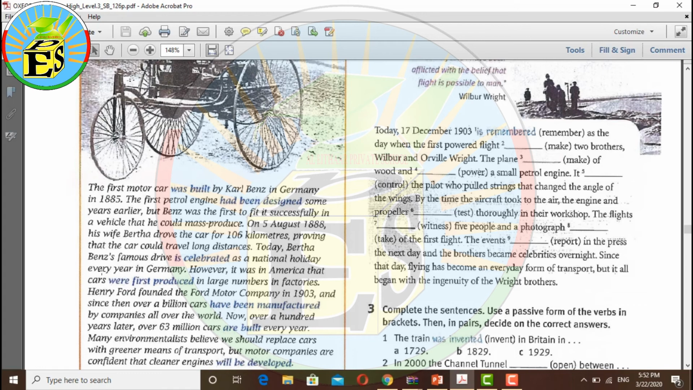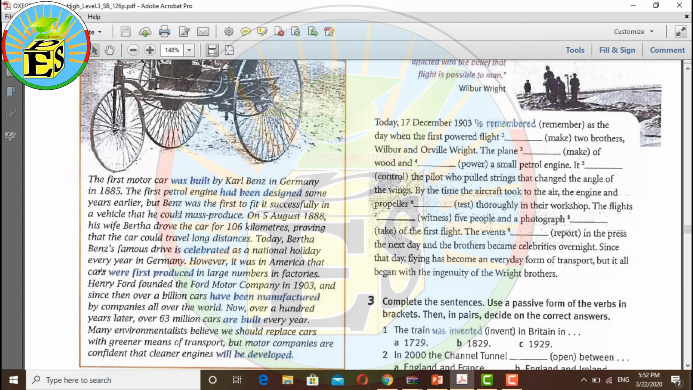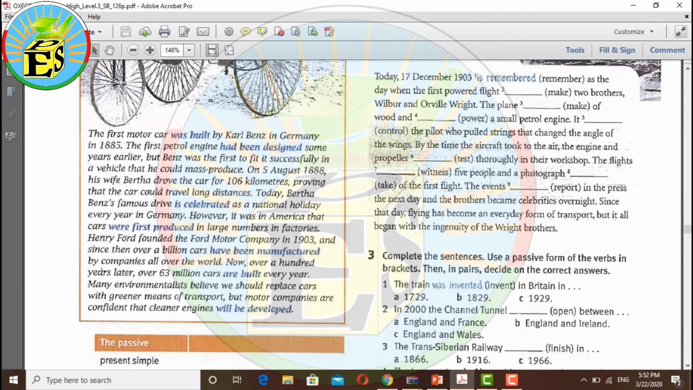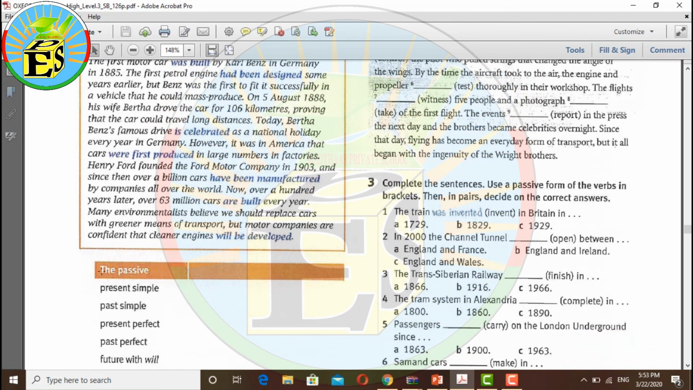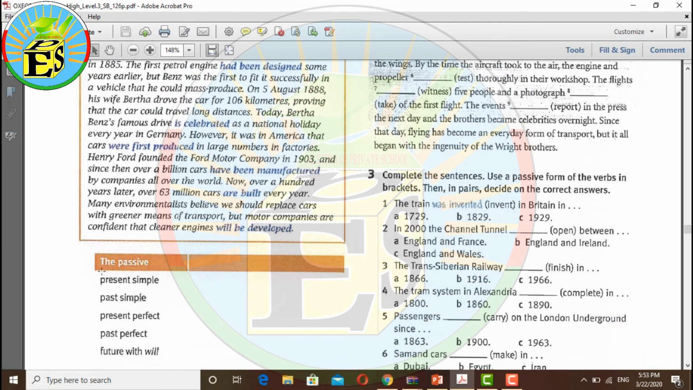Okay, read the text, and look at the blue words here, the blue verbs. These blue words are forms of passive in different tenses. I want you to write down the passive. I want you to search which one is present simple and which one is past simple, present perfect, past perfect. Past perfect: had plus past participle, had been plus past participle. Okay, and write them.